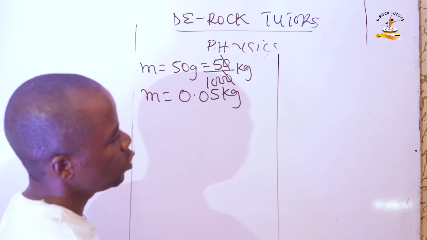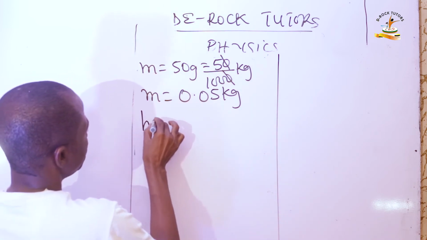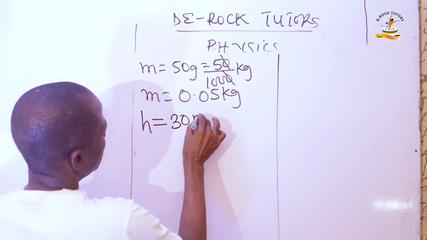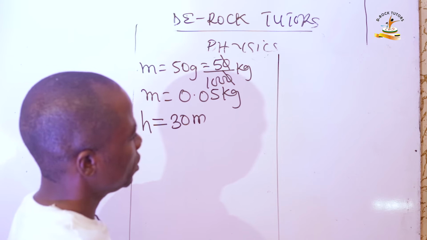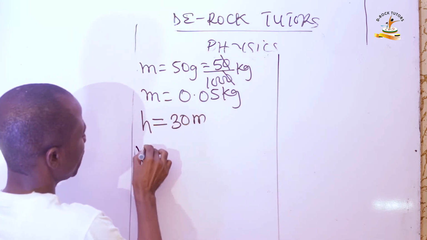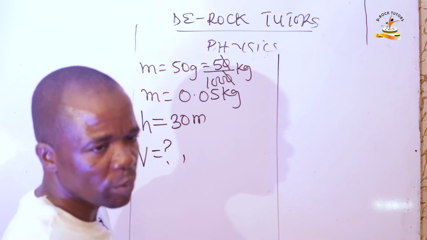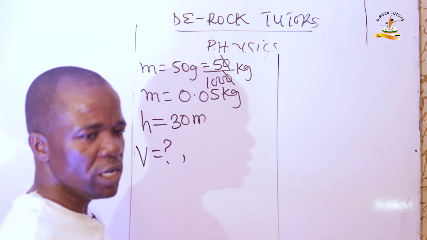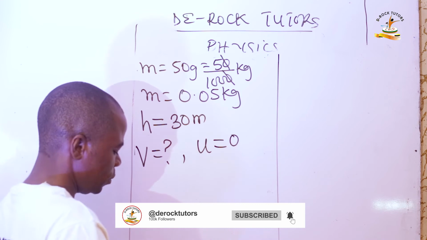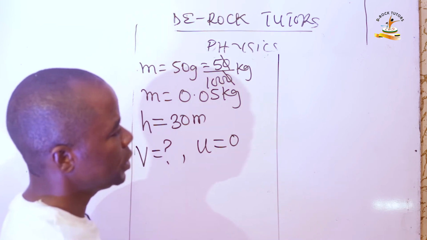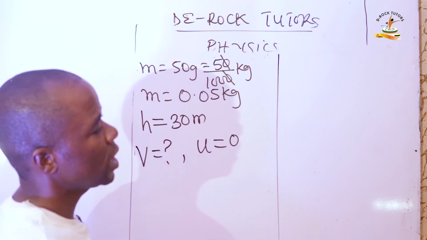Not only that, we are told that this object of mass 50 grams is released, and we are to determine the velocity when it reaches a point 30 meters below. So when h is 30 meters below, what will be the velocity? Don't forget, they're asking us to calculate the final velocity. How do we know that? Because the object is released from rest, which means the initial velocity of the object prior to its release is 0. I want to calculate what the velocity will be at a point 30 meters below.